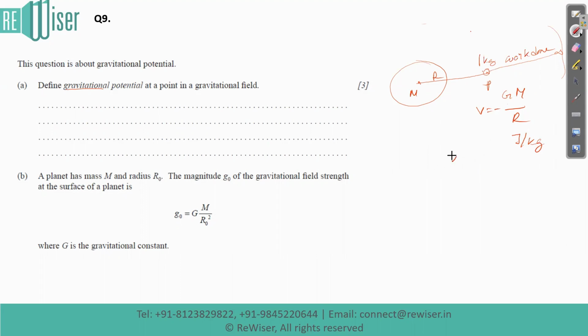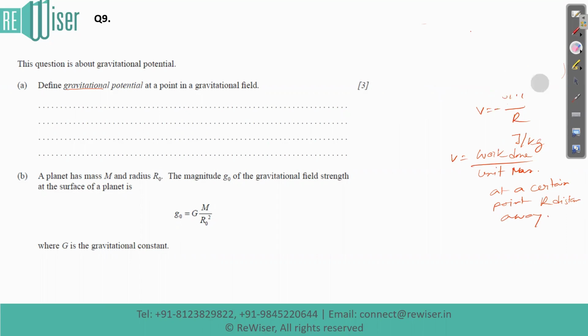So you can write that gravitational potential at a particular point is work done per unit mass at a point r distance away. So this is how you answer this. You can answer this in words, or you may draw the diagram and write down the answer in words.